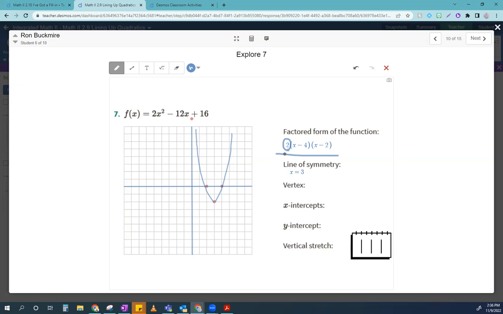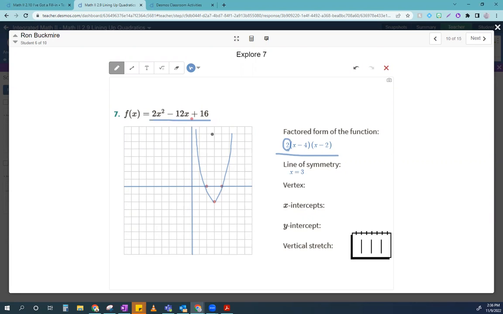And some of you are going to be like, oh, it's stretched. Oh, the x-intercepts are 4 and 2. Oh, the line of symmetry is smack in the middle of that. And now I can find my vertex. So some of you are going to be able to tell me a lot. When you look at standard form, what kind of things can you tell me about standard form?